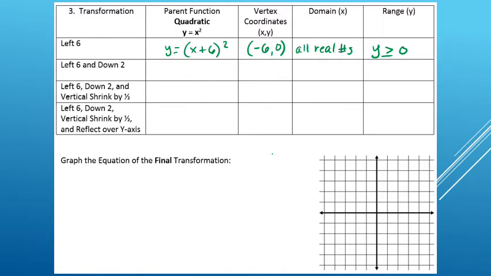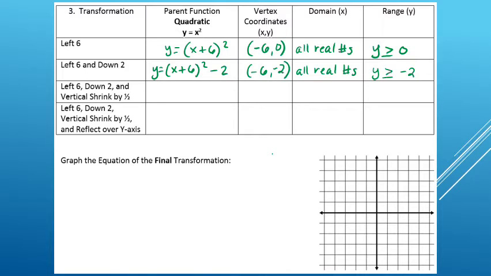Now we're going to move left 6 and down 2. So y equals x plus 6 squared, and then we're going to subtract 2 to move down 2. So that's changed our vertex. Now our vertex is going to be negative 6, and then we're moving down 2, so negative 2. I know it's a little hard to imagine on our graph over here since it has a slightly smaller scale if you go by ones, but we might just modify that in a second. We have a domain of all real numbers, and our range has changed a little bit since we went down 2. So we have y is greater than or equal to negative 2 because it shifted a little bit below the y-axis and we want to include those values.